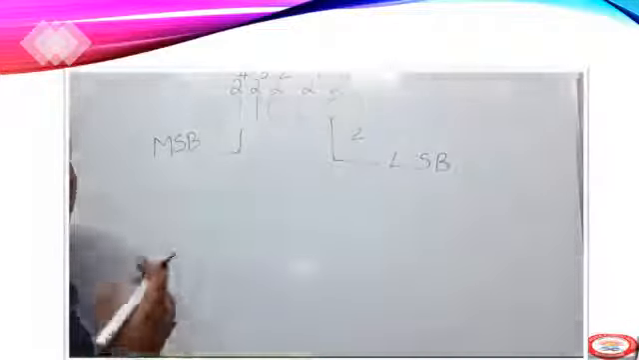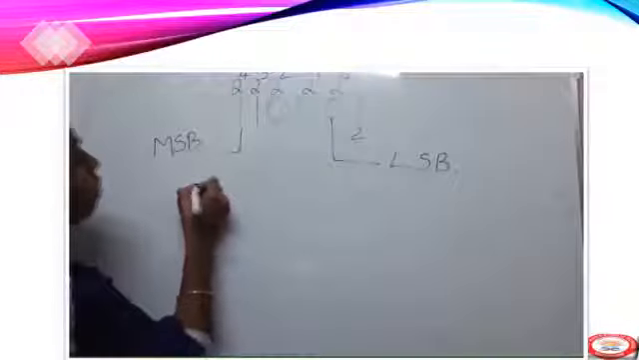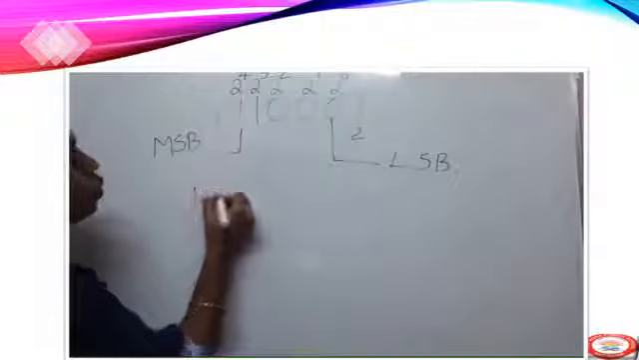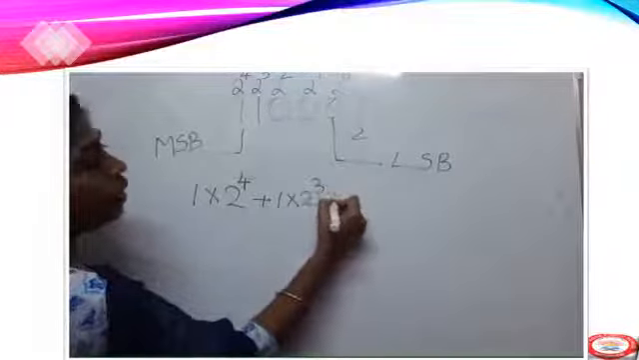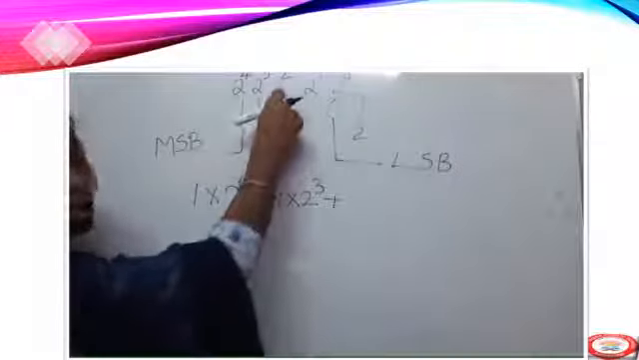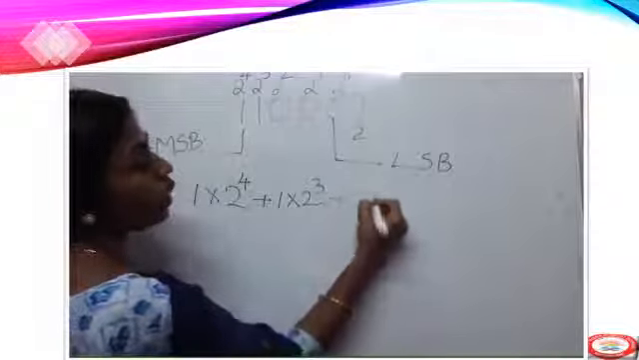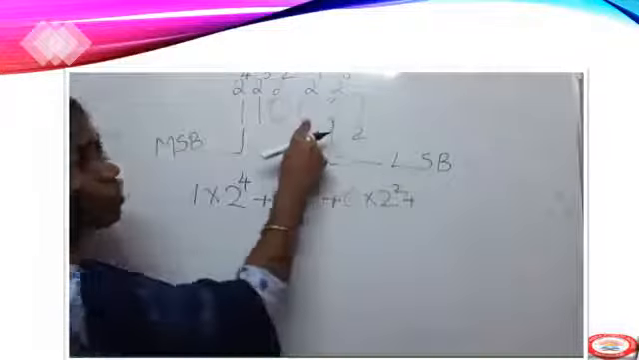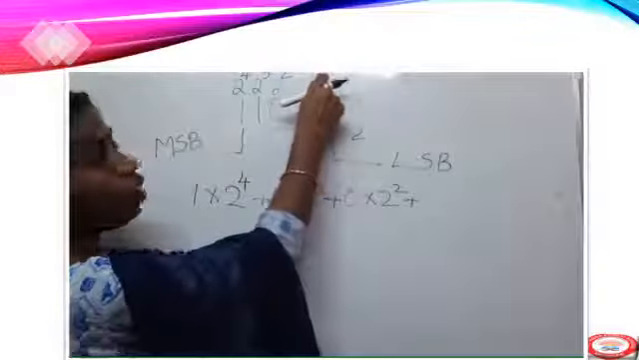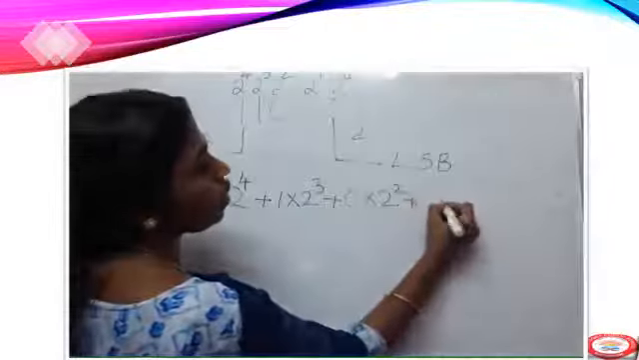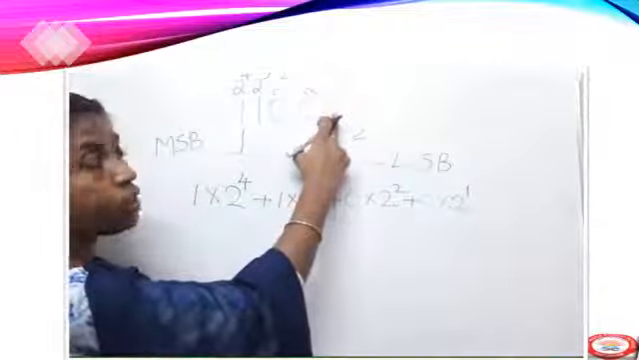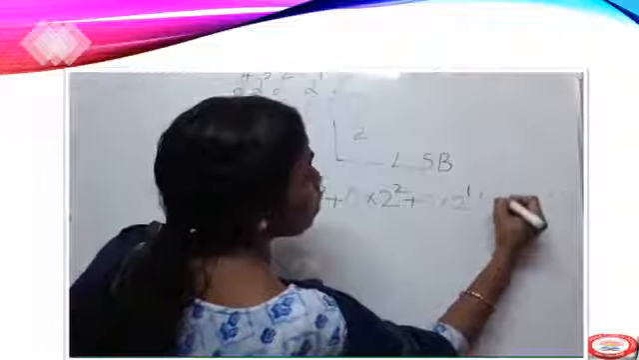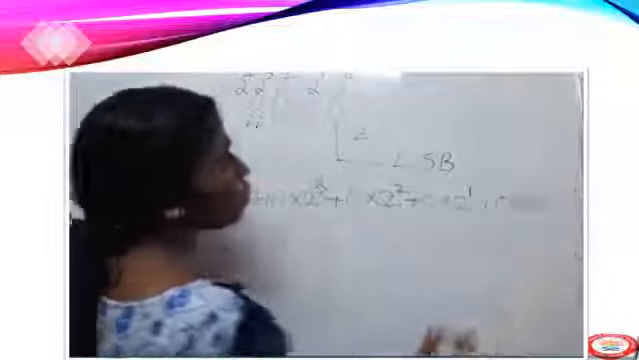Let us start. Then 1. What is the place value of this 1? That is equal to 2 to the power of 4 plus. Then what is the place value of this 1? That is equal to 2 to the power of 3 plus. What is the place value of this 0? It is 2 to the power of 2. Then what is the place value of this 0? That is equal to 2 to the power of 1. So 0 into 2 to the power of 1 plus, then what is the place value of this 0? That is equal to 0 into 2 to the power of 0.